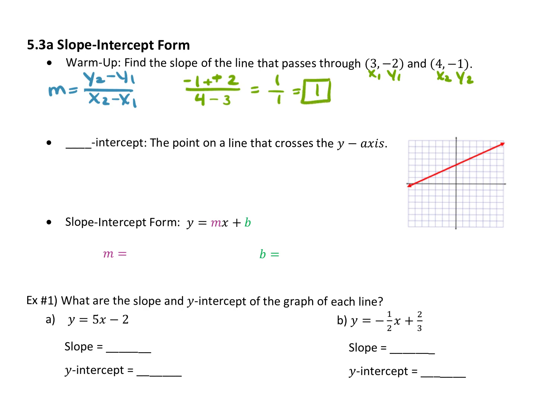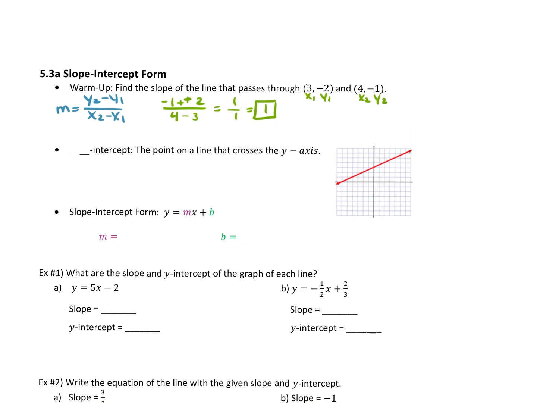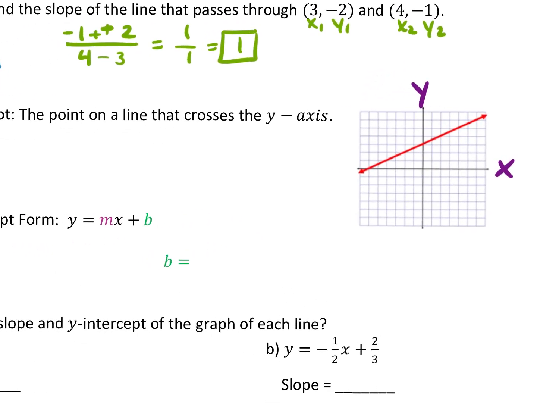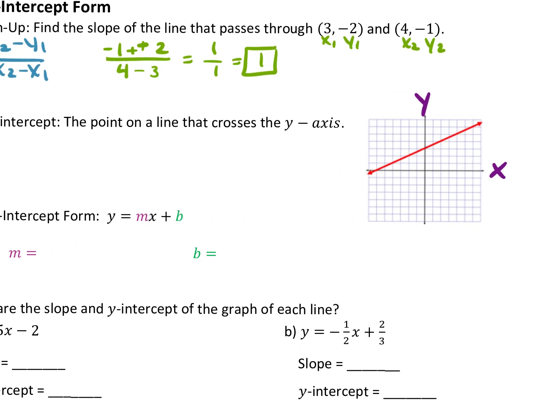Okay. Then we're going to talk about the y-intercept. A y-intercept is the point where it hits the y-axis. And if you recall, this is your x-axis, this is your y-axis. So we're looking for where our red line hits that axis. That would be right here. So your y-intercept, if you just name that point, is (0, 3).